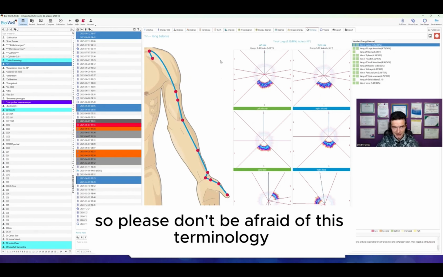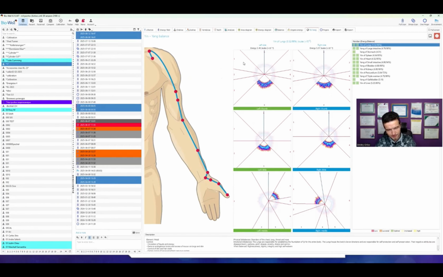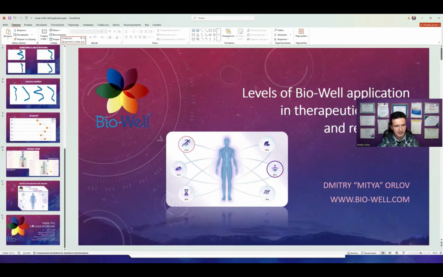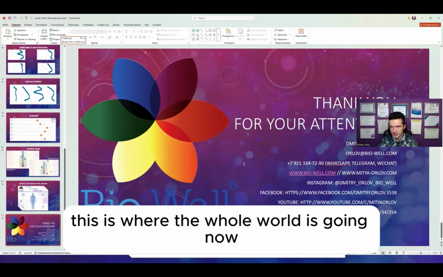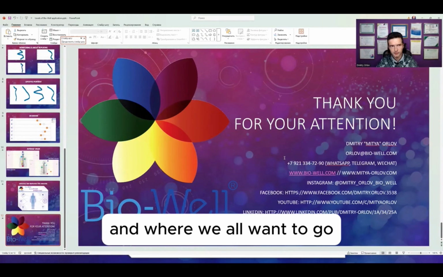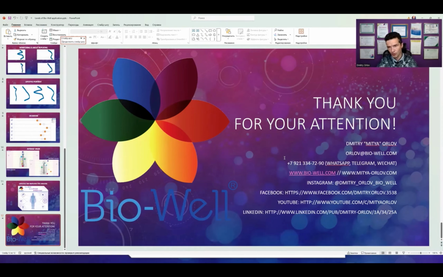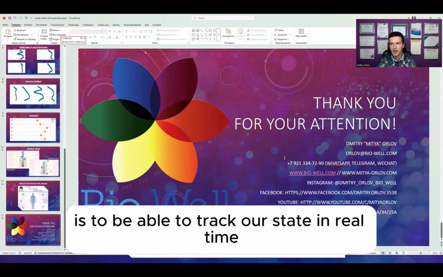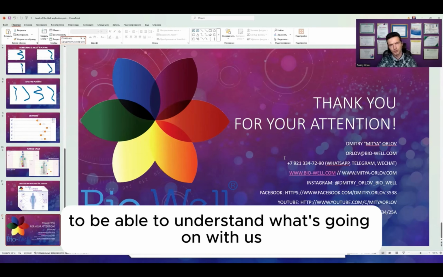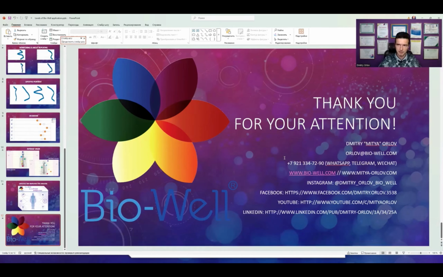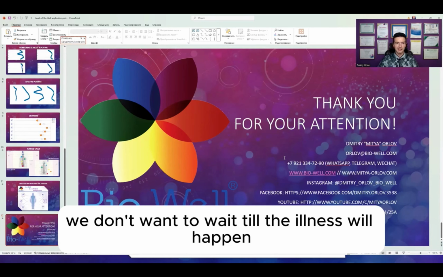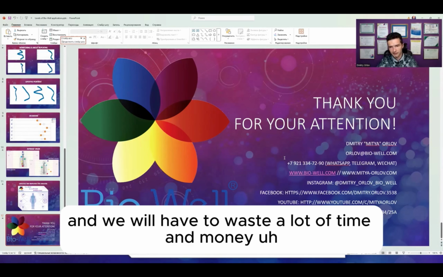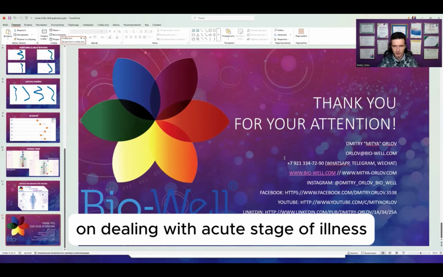So please don't be afraid of this terminology. I really think that this is where the whole world is going now, and where we all want to go is to be able to track our states in real time, to be able to understand what's going on with us, and make some preventive steps. We don't want to wait till the illness happens, and we have to waste a lot of time and money on dealing with the acute stage of illness.